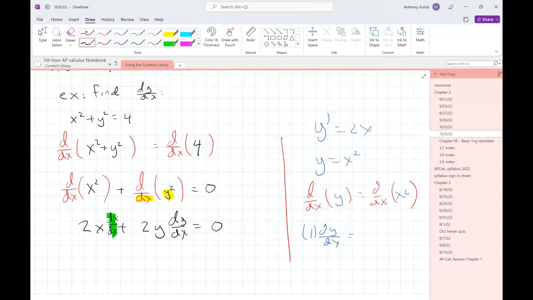Okay. So if I take this then, this is what I am looking for, the dy dx. So now I'm just going to algebraically get the dy dx by itself. How would I do that? I subtract 2x from both sides, and then divide by 2y. And that'll just give me negative x over y.